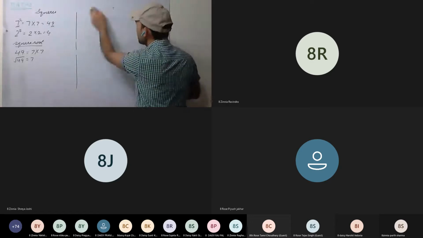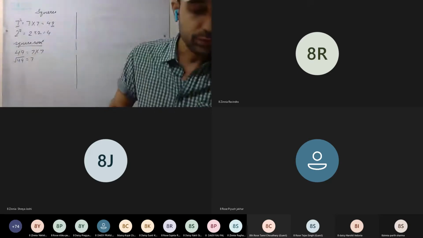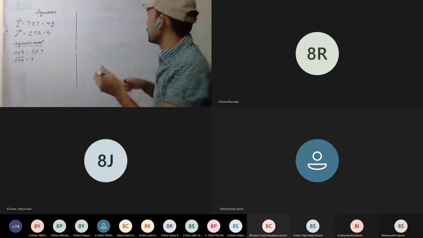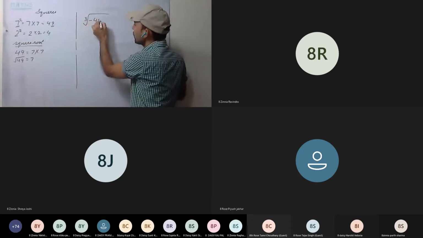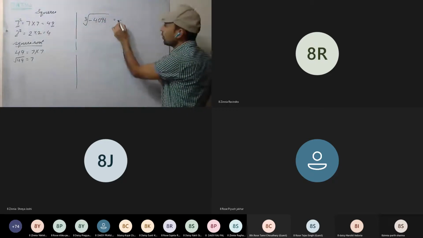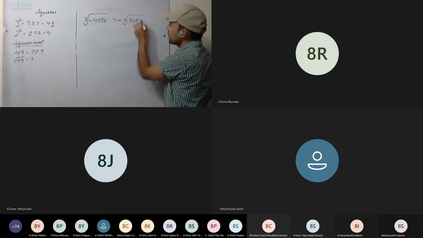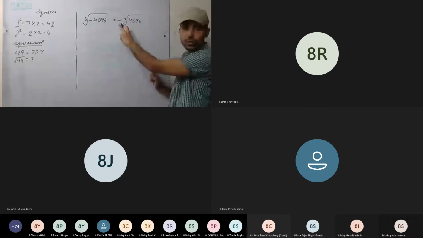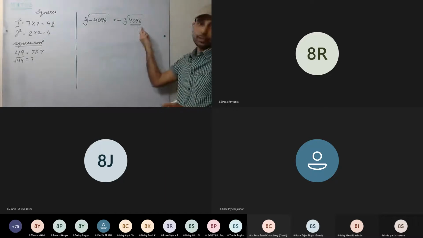Do it. So what we will do, we have to find the cube root of minus 4096. So it will be the cube root of minus 4096. Minus we can take outside. And now find the cube root of 4096. So factorize it, 4096.